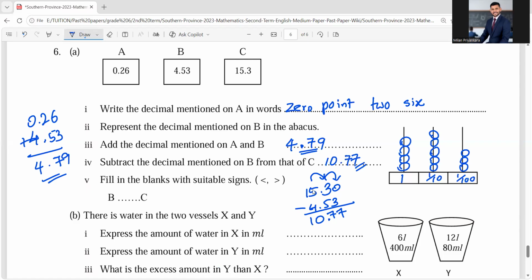The answer is 10.77. Fill in the blanks with suitable signs. B is smaller than C, right? Okay.